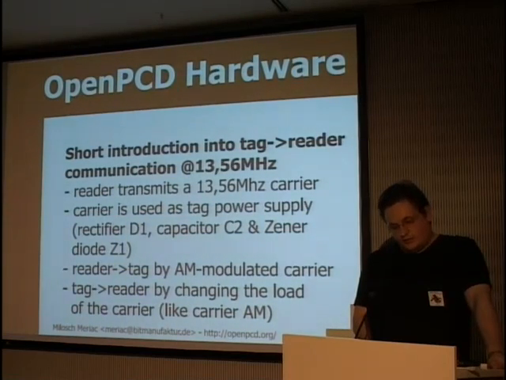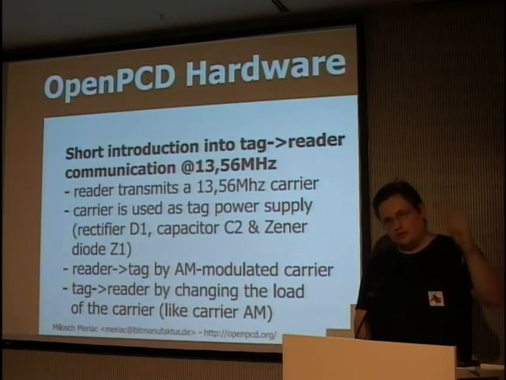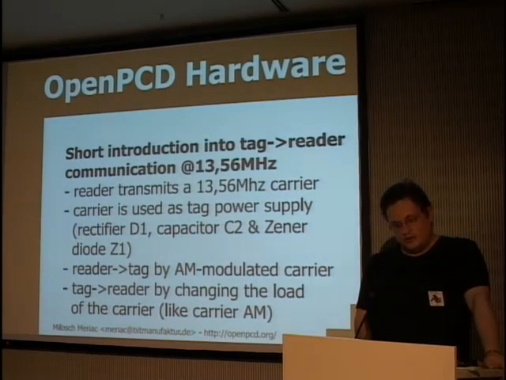The reader to tag transmission is the AM modulated carrier. So you basically increase and decrease the power level of transmission, and this also means that this can be easily picked up, and you can, for example, use software-defined radios to watch transmission actively even from far distances.